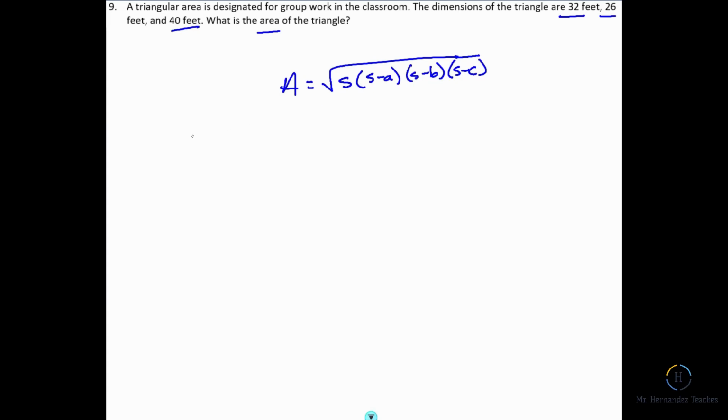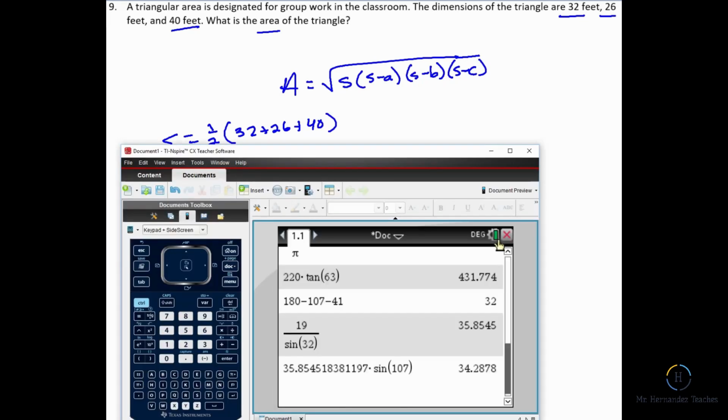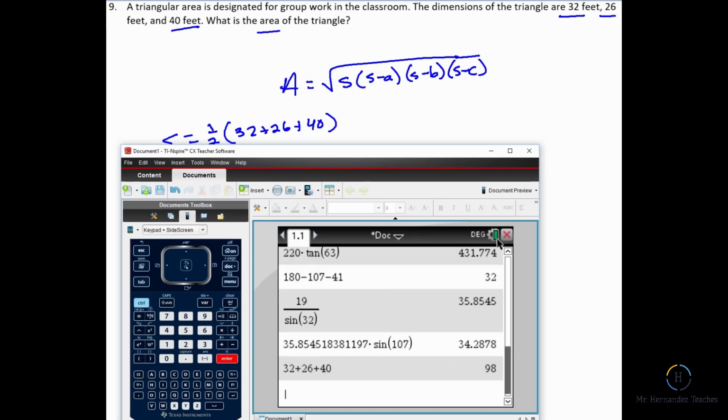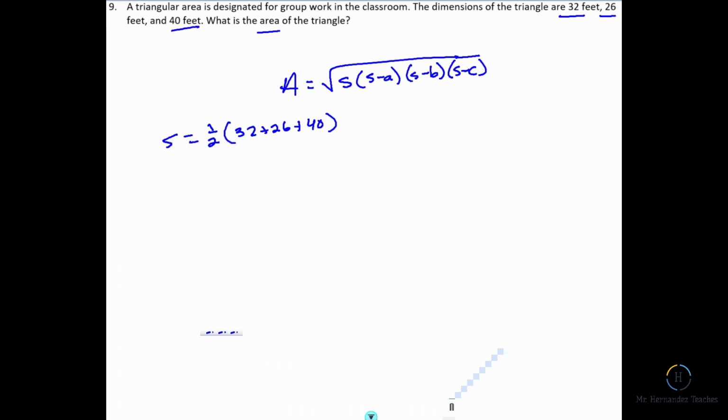And to figure out S, it is going to be 1/2 the sum of all of those. So 1/2 of 32 plus 26 plus 40. So let's see what we get from that. 32 plus 26 plus 40, and divide that by 2, 49. So S is going to be 49.